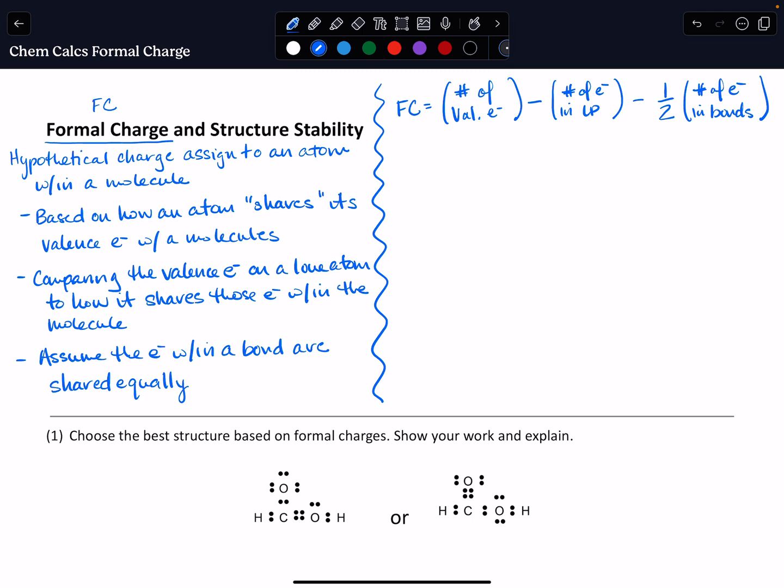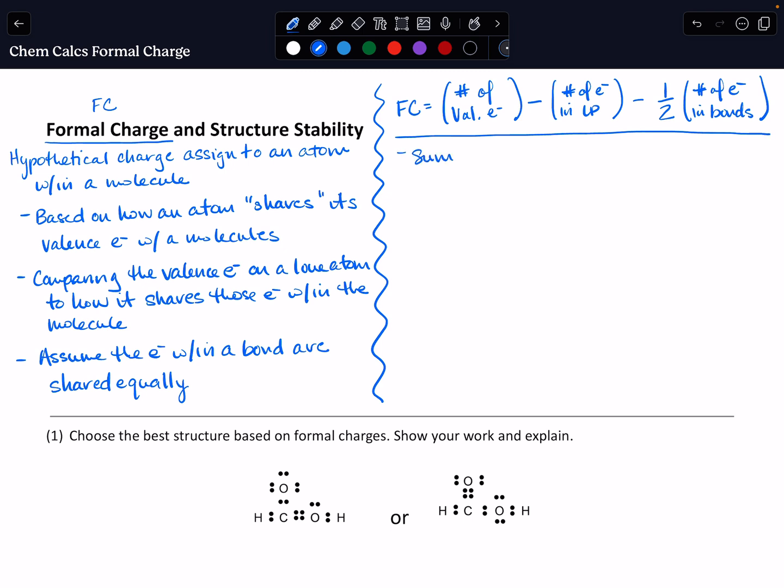Now the number of lone pair electrons, it gets all of those because they are only associated with that particular atom. But the bonded electrons, it only gets to count half because it's half theirs, half the other atom's. Now keep in mind a single bond has 2 electrons, a double bond has 4, and a triple bond has 6. So make sure that if you have multiple bonds attached to your atom that you're keeping track of those. So that's going to be the formula that we're going to be using.